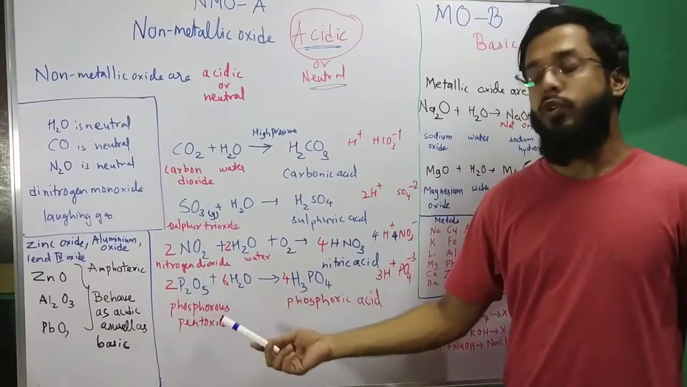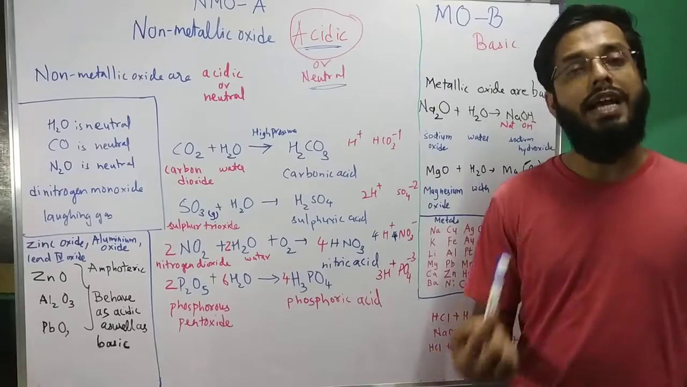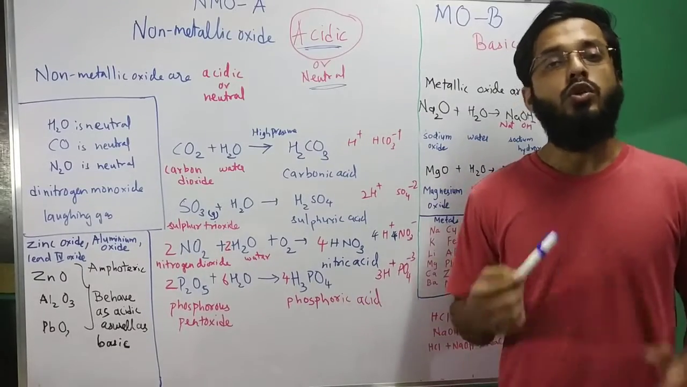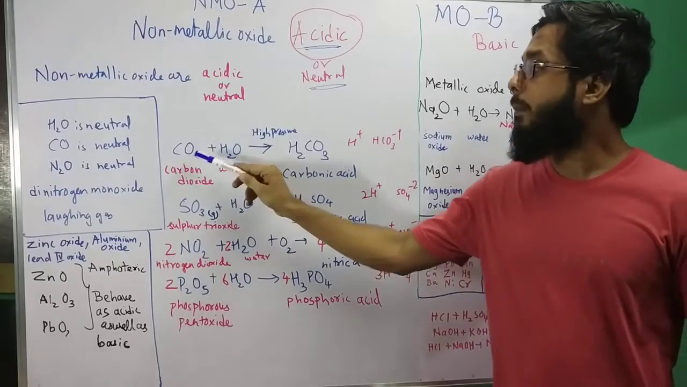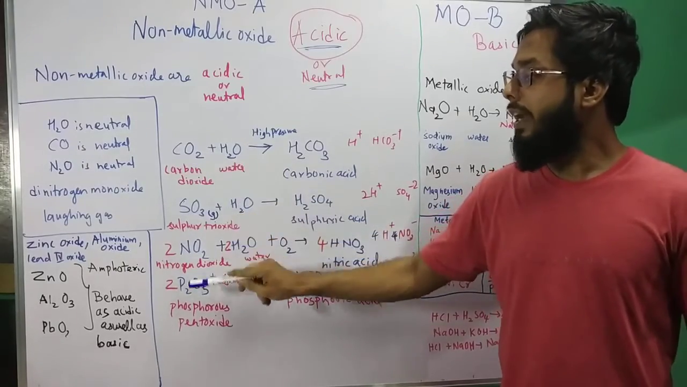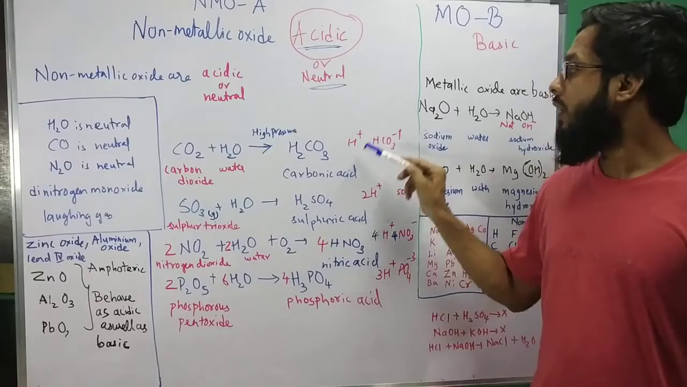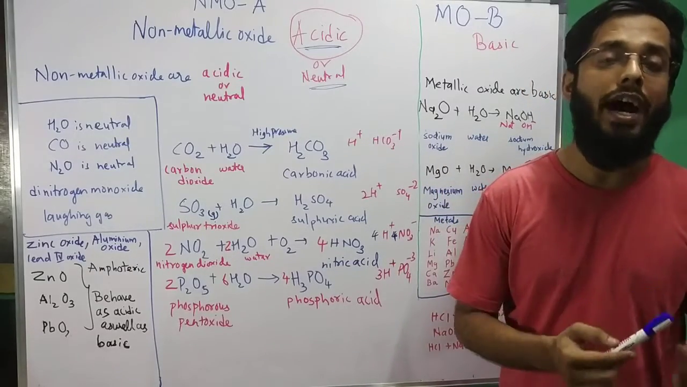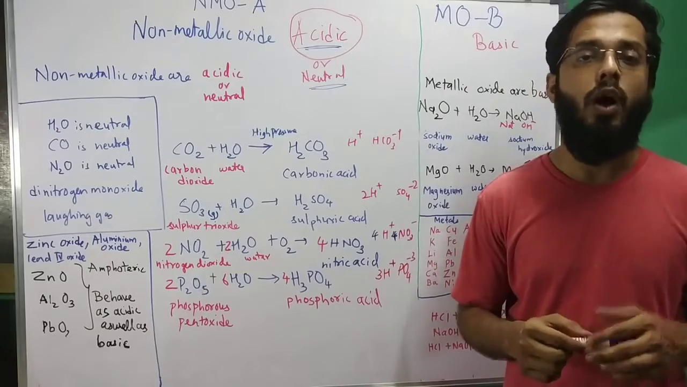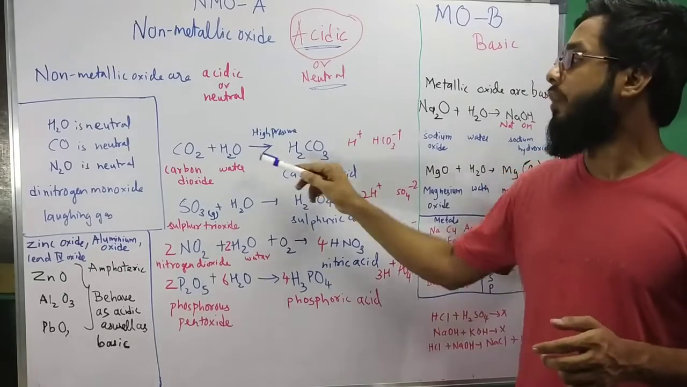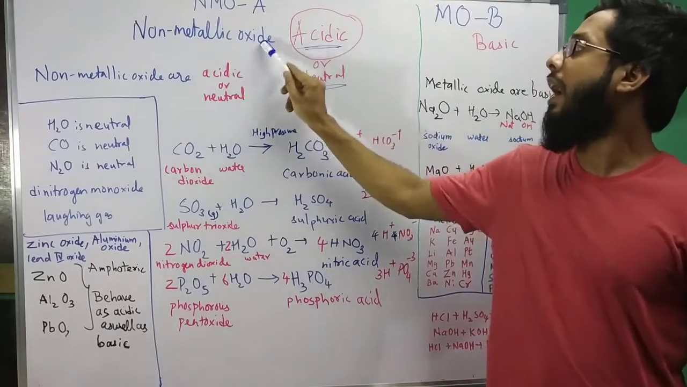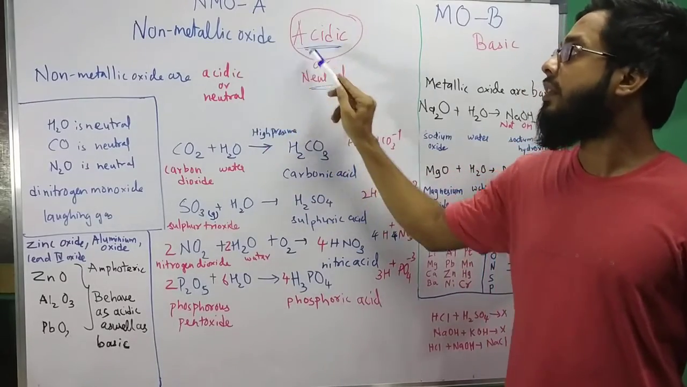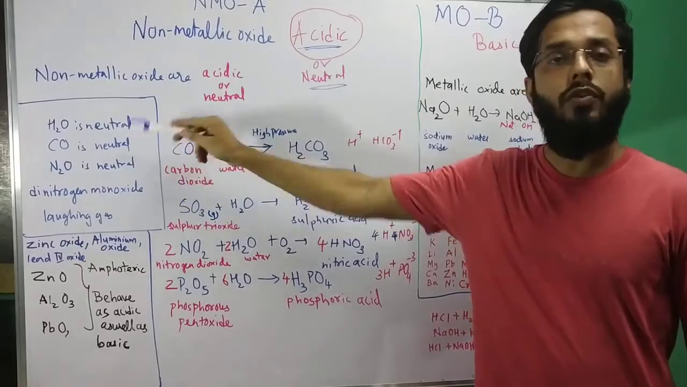Phosphorus pentoxide, if you dissolve it in water, forms phosphoric acid. And phosphoric acid gives 3H plus ion. So dear students, you can see non-metallic oxides, when dissolved in water, give hydrogen ion, which eventually forms hydronium ion. So we can say non-metallic oxides are acidic, but not all non-metallic oxides are acidic. Some are neutral too, which I have given here.